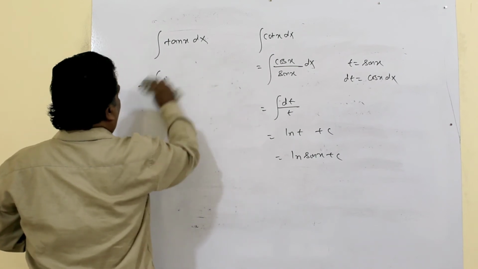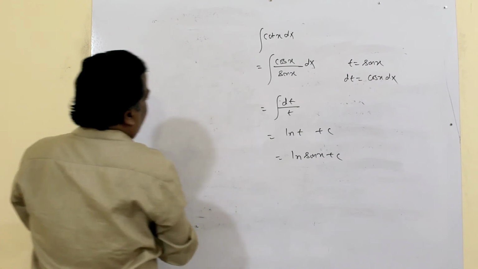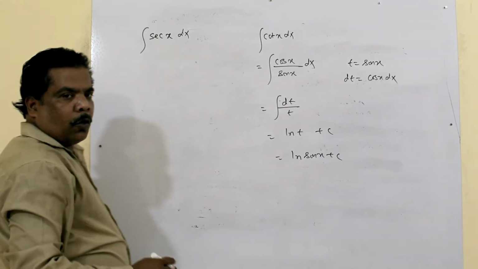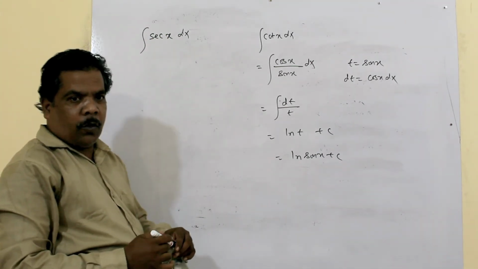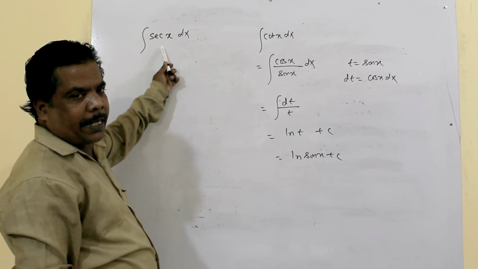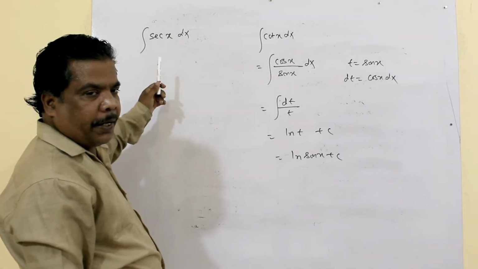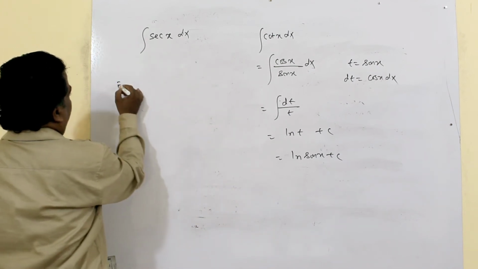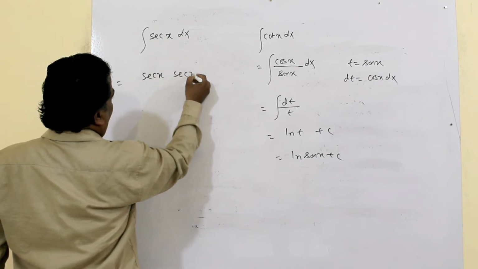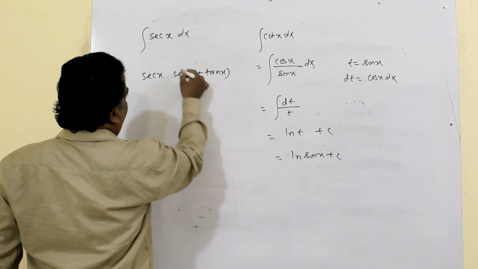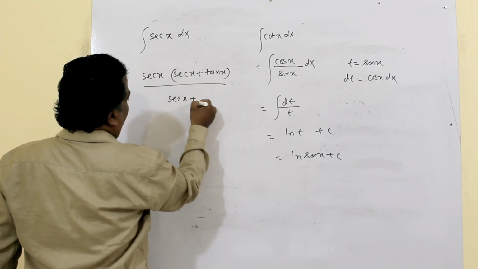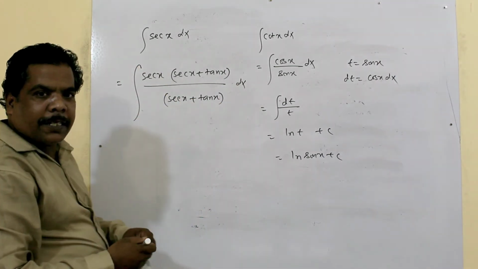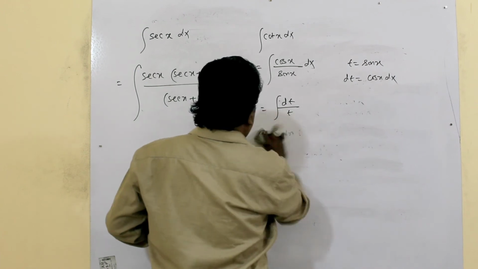Now, for the integral of sec x, we cannot find a function whose differential coefficient, or derivative, is sec x. Hence we cannot find the integral of sec x directly. Here we multiply by (sec x + tan x) and divide by (sec x + tan x).